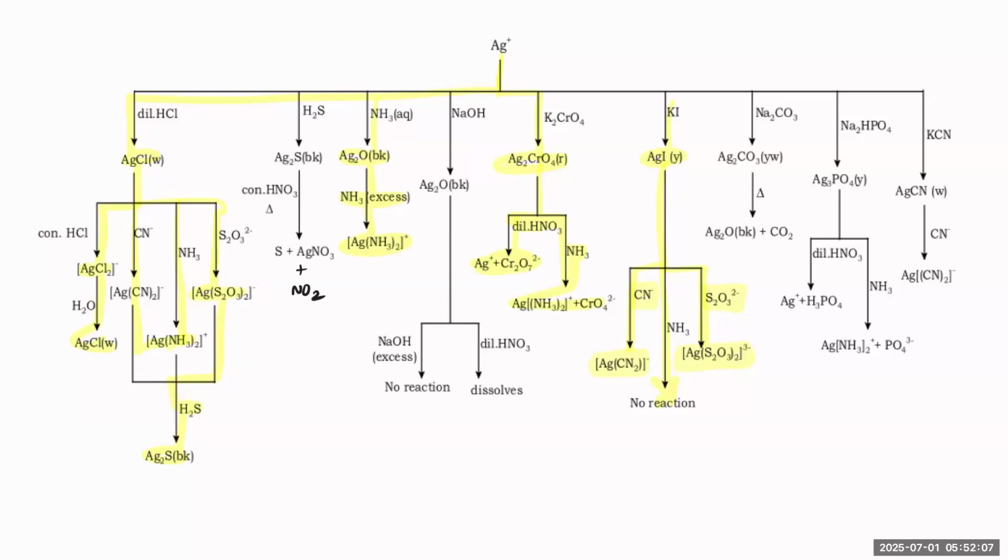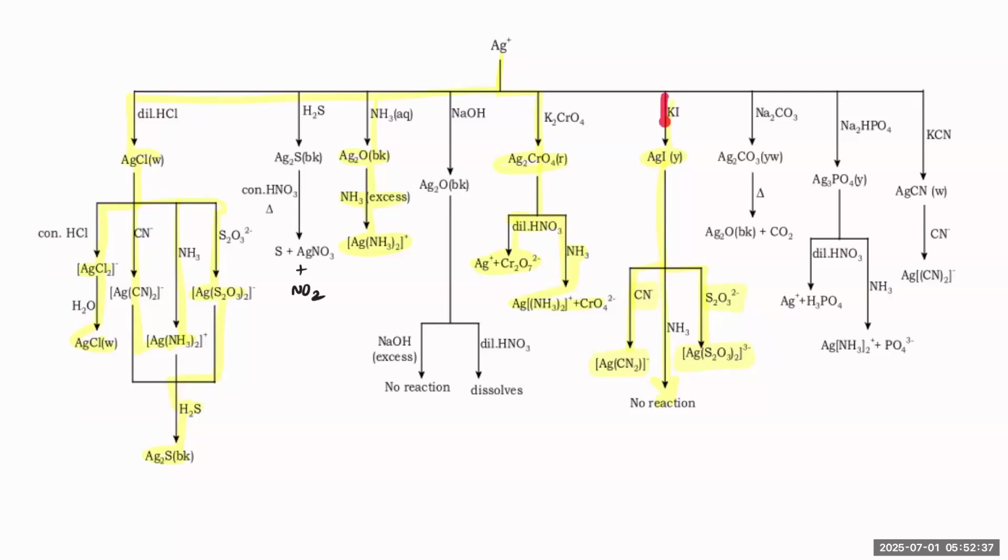Got it. Next, with ammonia, initially it will become a black PPT Ag2O. With excess, it will convert into a soluble complex. With Cr2O7, first it will become a red PPT, which on treatment with dilute HNO3 will become Ag plus plus Cr2O7 2 minus. And if by chance you are adding ammonia, it will convert into CrO4 2 minus and a complex.